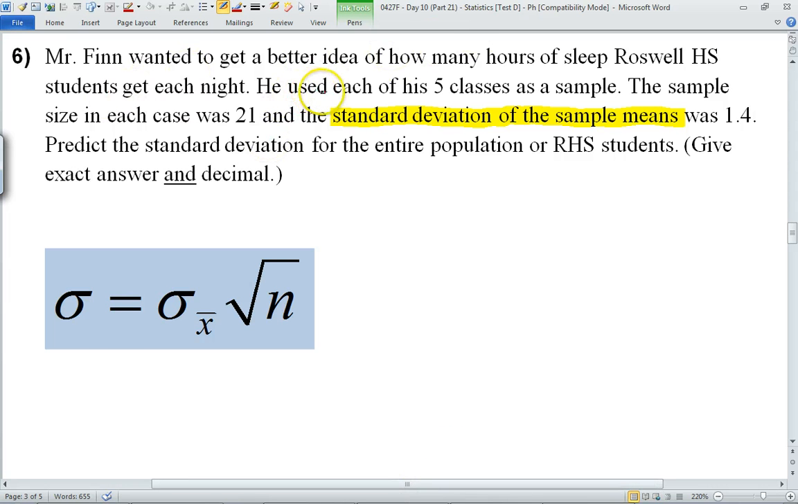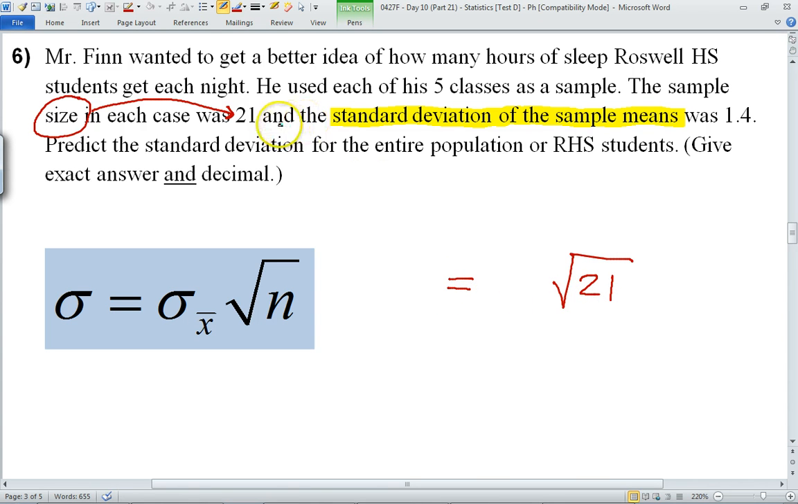He used each of his 5 classes as a sample. The sample size was 21. That's what goes in this formula. This n represents a sample size. So this tells me that I have square root of 21.